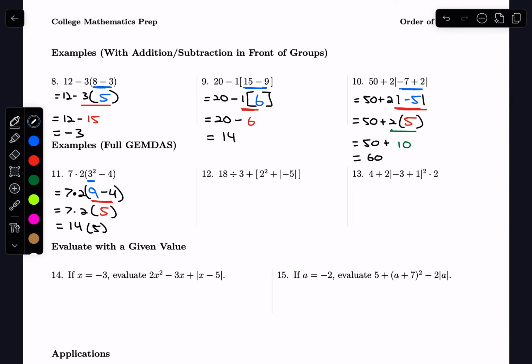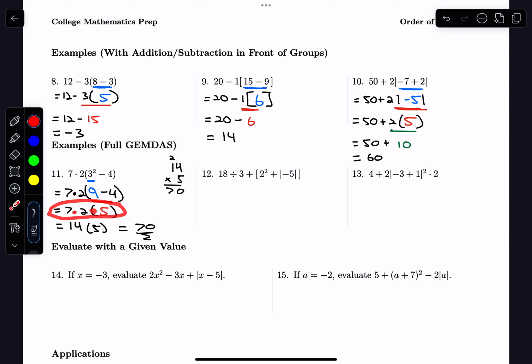And then 14 times 5, well, if we're doing 2-digit multiplication, sometimes it's helpful to write it on the side. So 4 times 5 is 20, so I put a 2 on top. 1 times 5 is 5, plus 2 is 7. So we end up with 70 here as our final answer. So just to be clear, when I was in this step right here, I had multiplication in 2 places, so I did it from left to right. 7 times 2 gave me this 14, and then 14 times 5 gives me my final answer of 70.